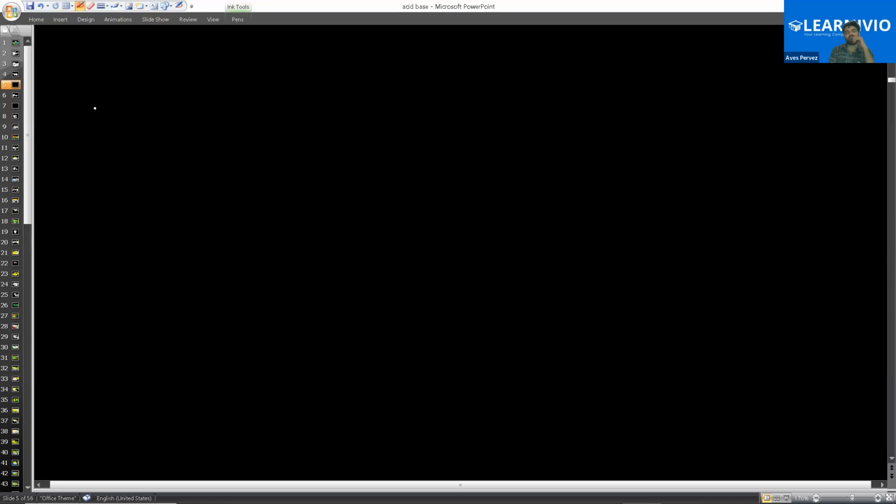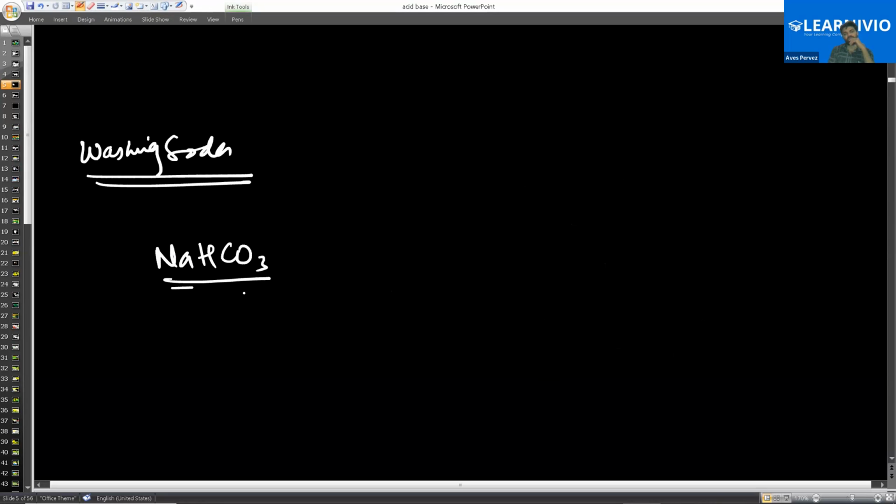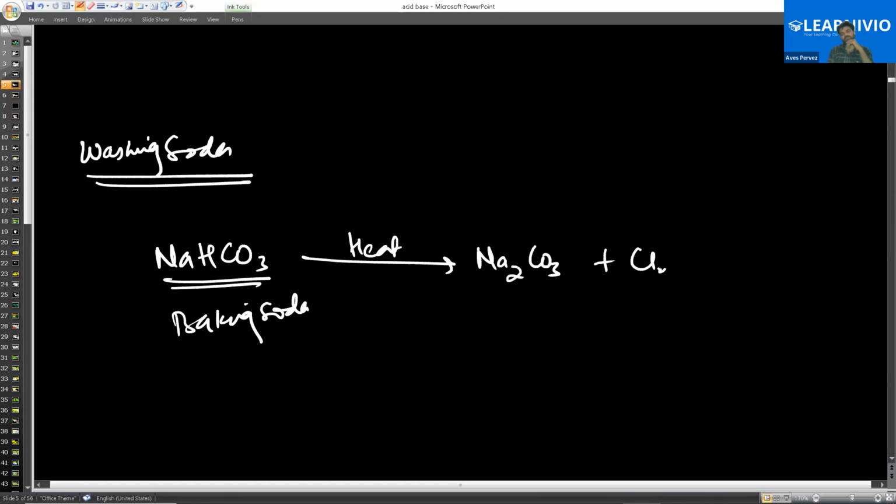Next, third one is washing soda. How can we prepare washing soda? If you have sodium hydrogen carbonate, this is baking soda. When you heat it, on heating it will give you Na2CO3 plus water plus carbon dioxide.